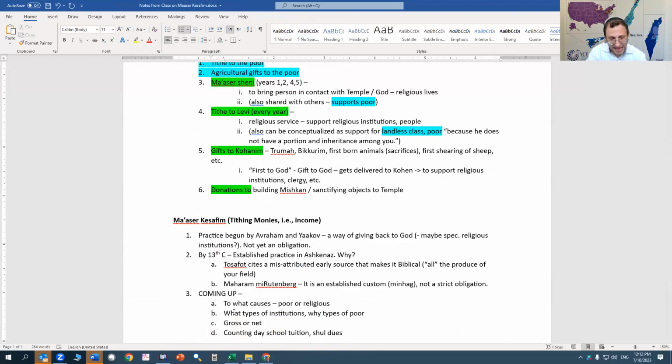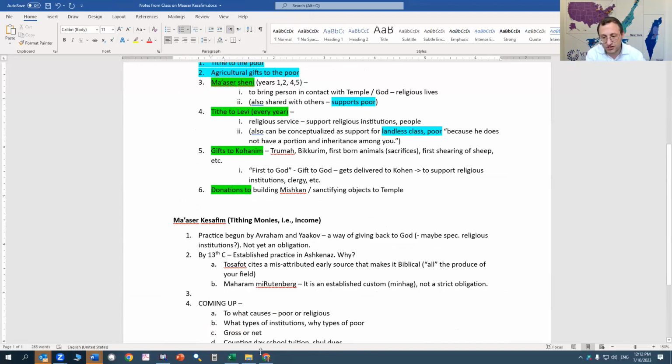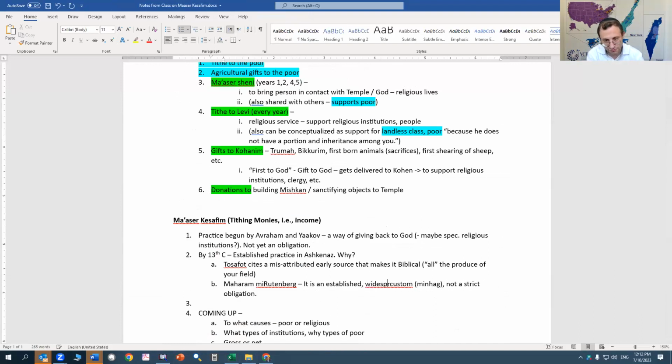So now let's take a pause and write down what we've seen so far, because I feel we need a little bit to catch up. Okay, so what have we seen so far? In the Maharam, we see it's an established, widespread custom. Given to the poor, cannot give to non-poor religious causes. That's what the Maharam said.